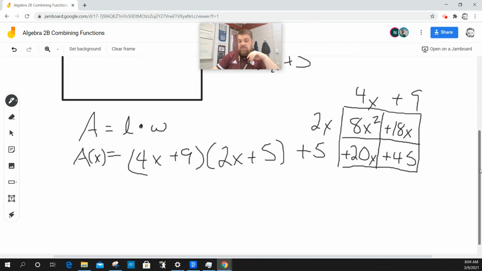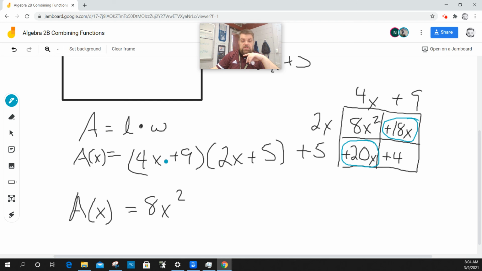All right, so now I'm going to need to combine like terms. So my function, my area of this thing as a function of x, is equal to 8x squared. Now remember, that middle term is the combination of these like terms. So 18 plus 20 is 38x. Plus 45. I'm so scatterbrained sometimes. Plus 45, right?